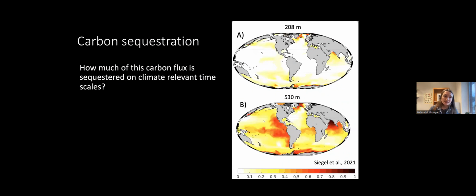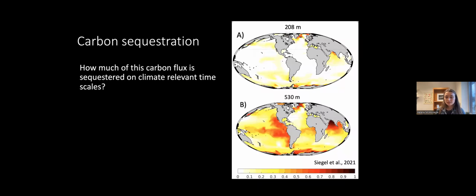The next thing that we wanted to look at in this study, and kind of push this field of fish carbon flux a little bit forward from fish carbon transport into carbon sequestration estimates, is to ask how much of this carbon that's getting to 200 or 500 meters is actually getting sequestered from the atmosphere on climate relevant timescales.